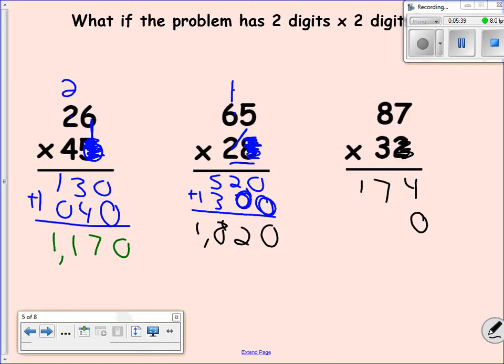Now I'm going 3 times 7, which is 21. Put a 1 here. I'm going to put a 2 up top. 8 times 3 is 24, plus 2 is 26. I'm going to go ahead and add these up. I have a 4, I have an 8, I have a 7, and I have a 2. 2,784. It's just that simple right now, okay?